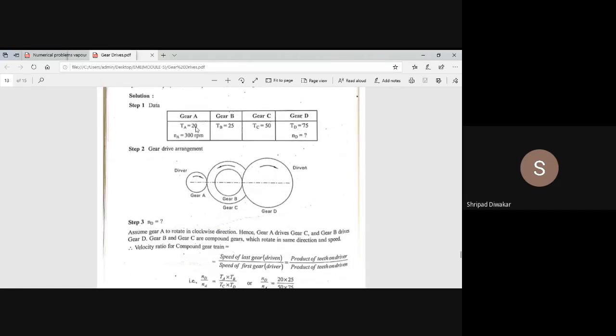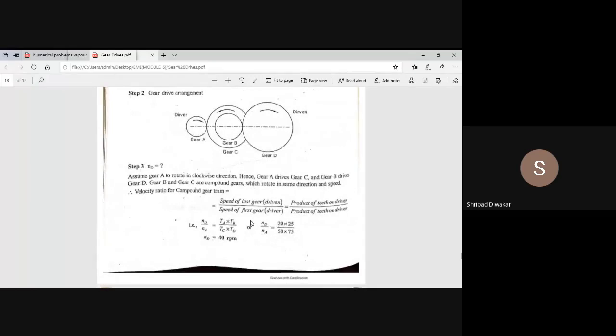Our aim is to find ND by NA, and the numbers of teeth are given: TA into TB, that is 20 into 25, divided by TC into TD, that is 50 into 75. NA is given in the problem as 300 rpm. So after substituting, ND divided by 300 equals 20 into 25 divided by 50 into 75. After simplifying, we get the speed of the last gear as 40 rpm.